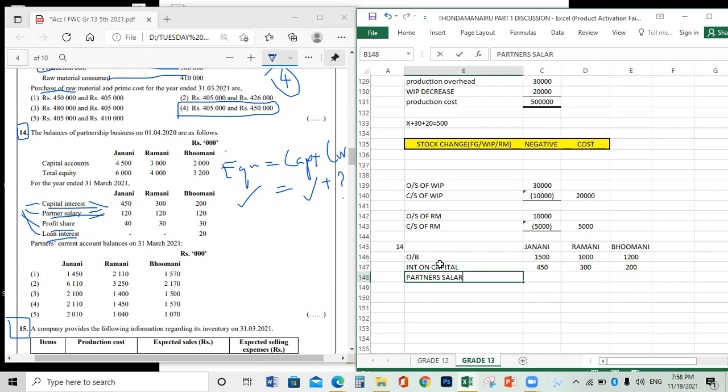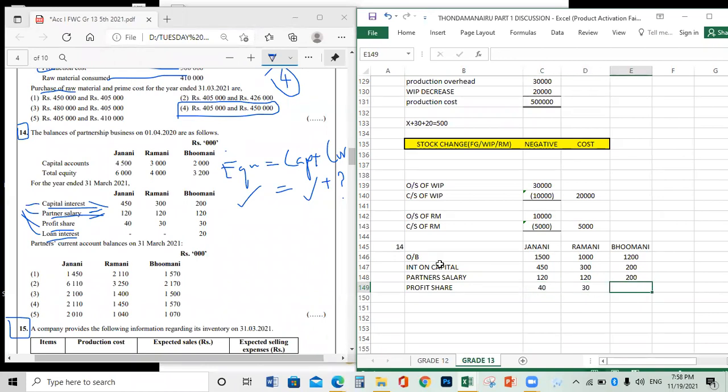Partner's salary will increase the current account because it's payable to him. So you have to increase his current account balance. And then the next one, profit share. You have to pay his profit share. Anything payable to the partner will increase your current account. So go and add it.